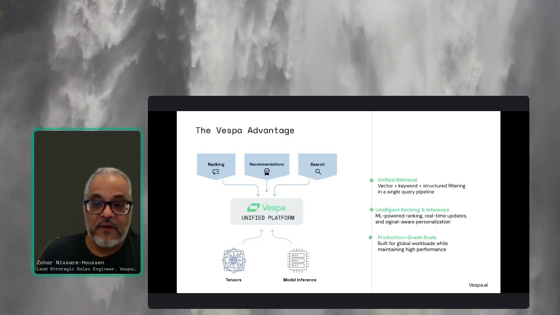So now let's talk about Vespa. First of all, Vespa is one unified engine combining retrieval, ranking, and serving in real time. Let's discuss a little bit what this enables. First of all, it enables unified retrieval. Unified retrieval means semantic search, lexical search, and structure filtering all happening in a single query pipeline.